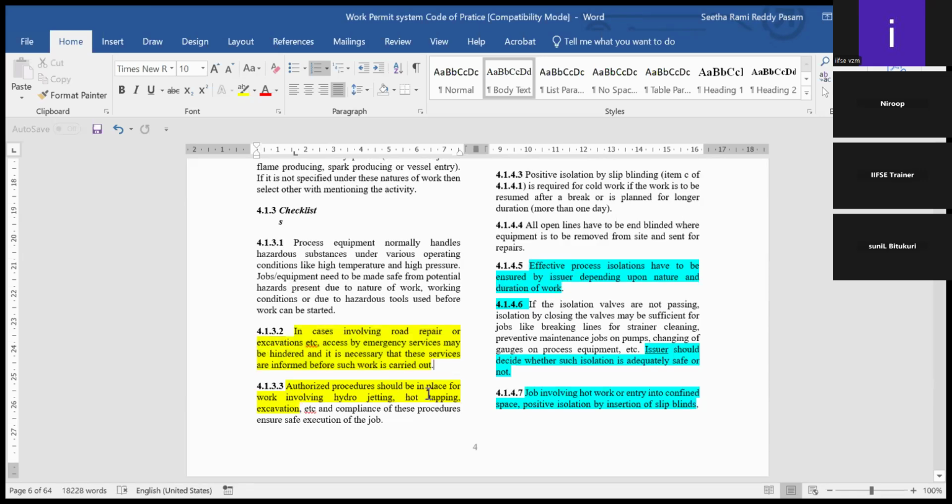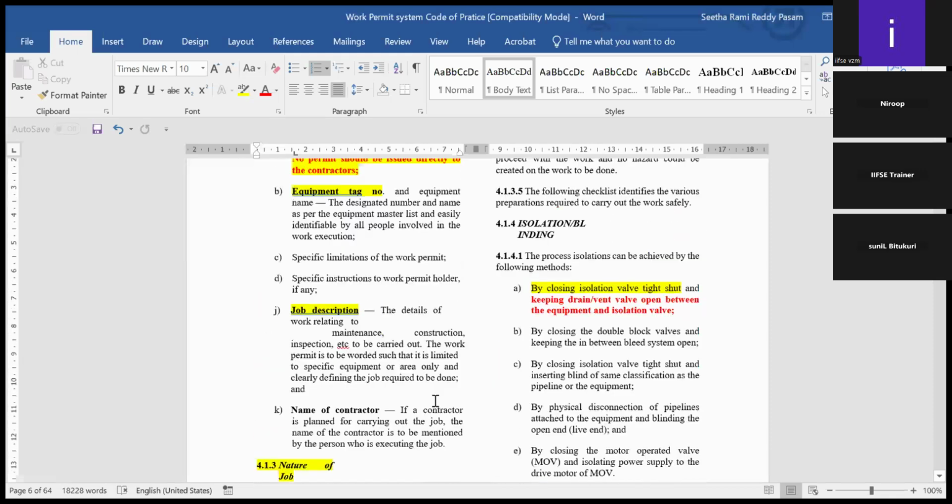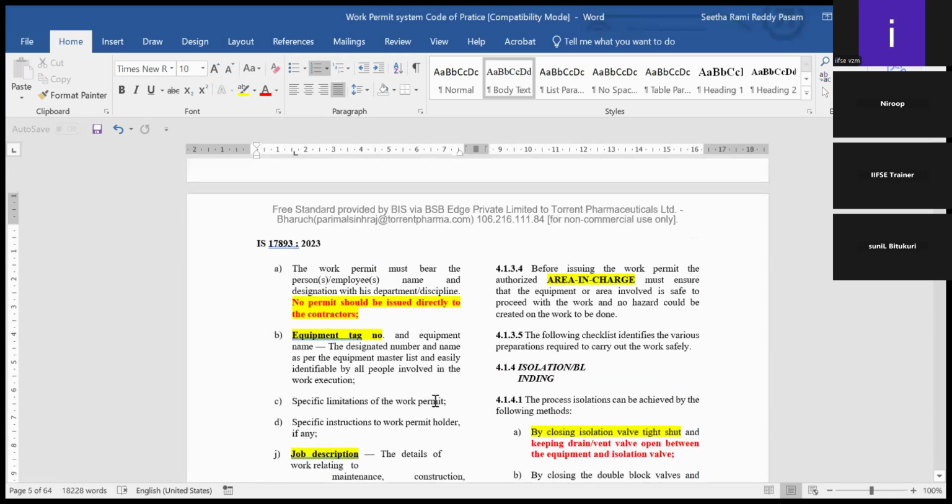An authorized procedure should be in place for work involving hydrotesting, hot tapping, excavation, etc. Authorized procedures means, for example, compliance with the procedures for execution of the job. So JSA, HIRA, or sometimes method statements. Each company will have its specific nomenclature for these documents. According to your organization, you can keep those procedures in the work area.